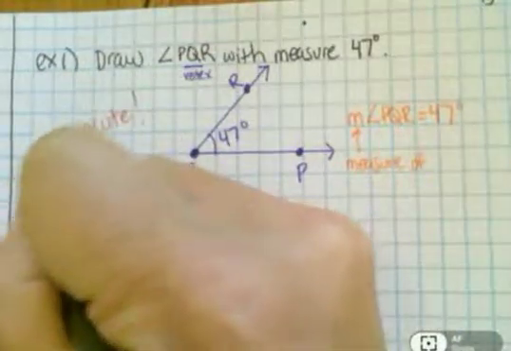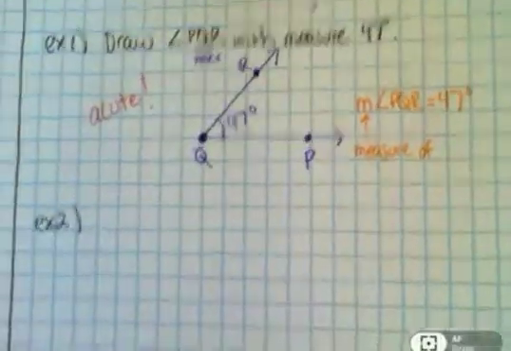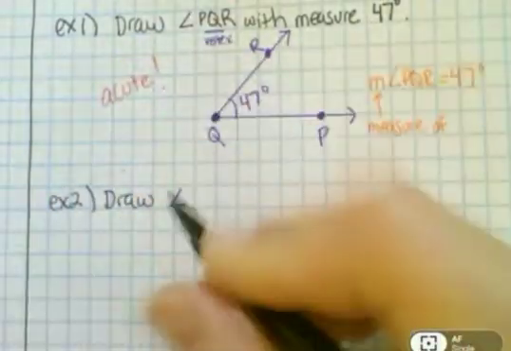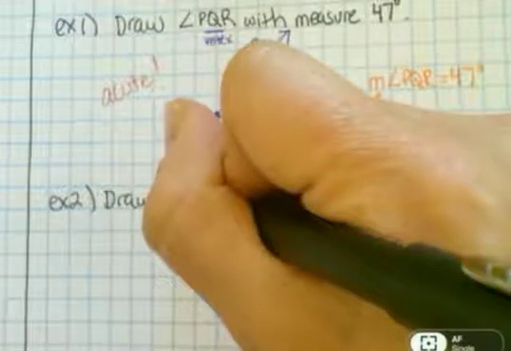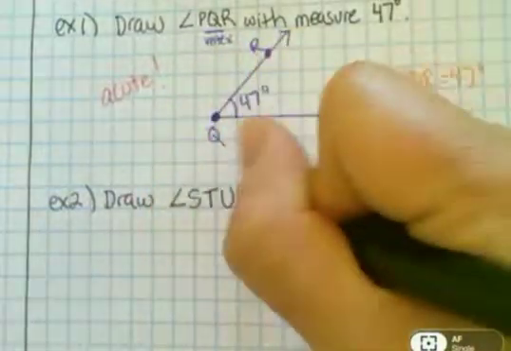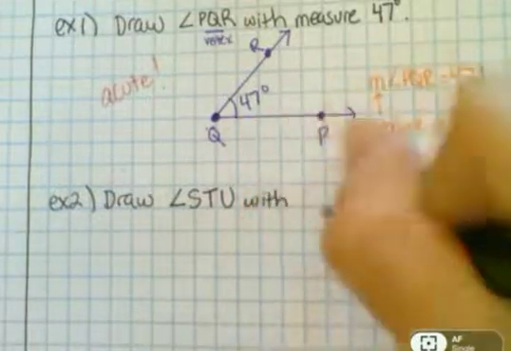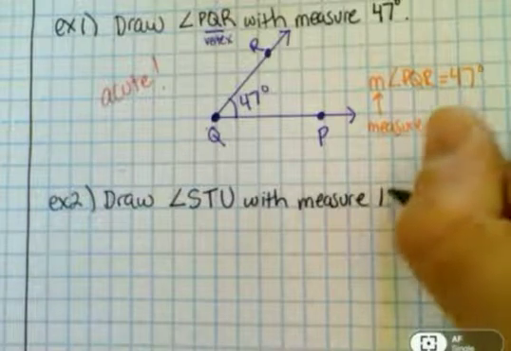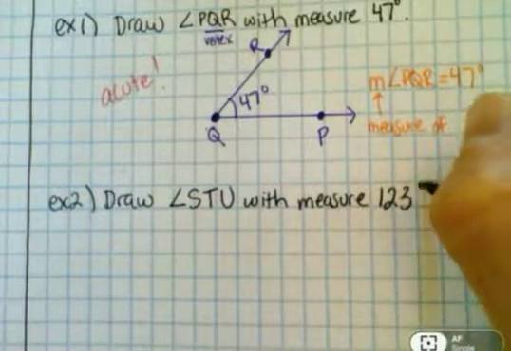Let's try another example. Example 2. Draw angle, let's see, STU with measure 123 degrees.